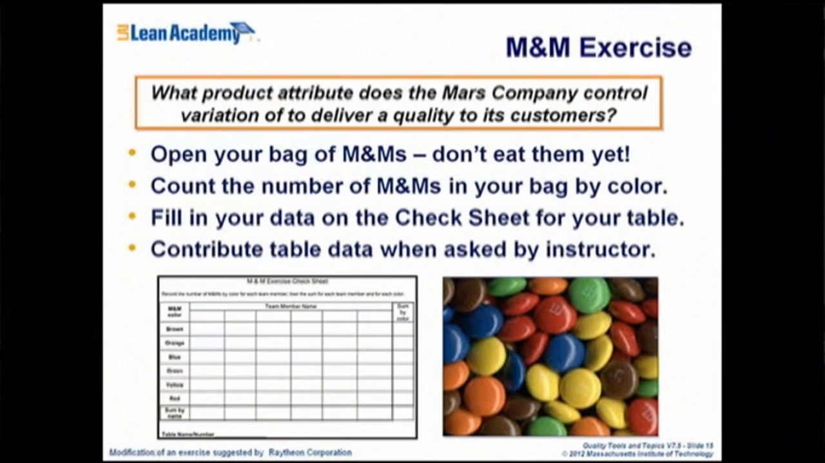All right, so what we'd like you to do is open your bag of M&Ms, but don't eat them yet. We want you to count the number of M&Ms in your bag, and we'd like you to do that by color. So arrange all the reds and the blues and the greens and the yellows and the browns, all in different categories, and then count them up.